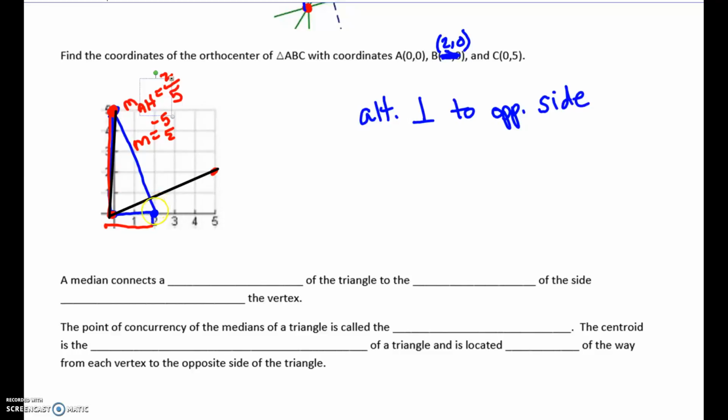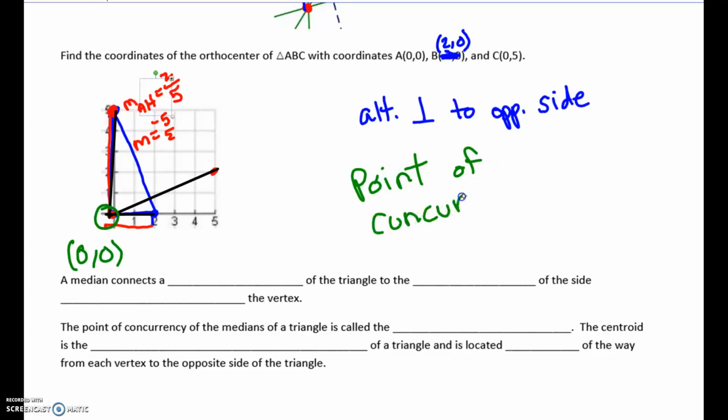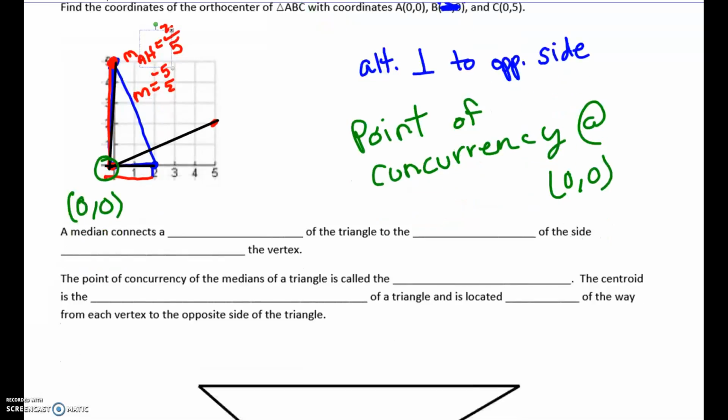Perfectly horizontal, right? Perfectly vertical hits perfectly horizontal. And then similarly here, we'd start at (2, 0), needs to be perpendicular, it's going to go like that. So if you look, our point of concurrency is in fact at the point (0, 0), which makes sense, because it's a right triangle. In right triangles, the point of concurrency is on the triangle at the right angle. So there we go.